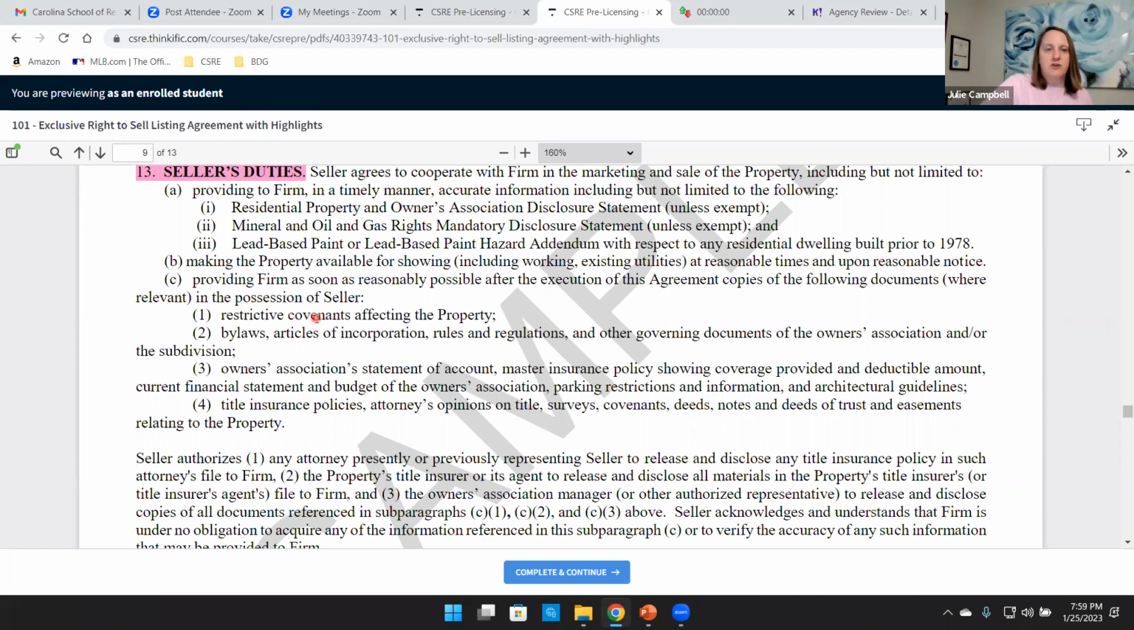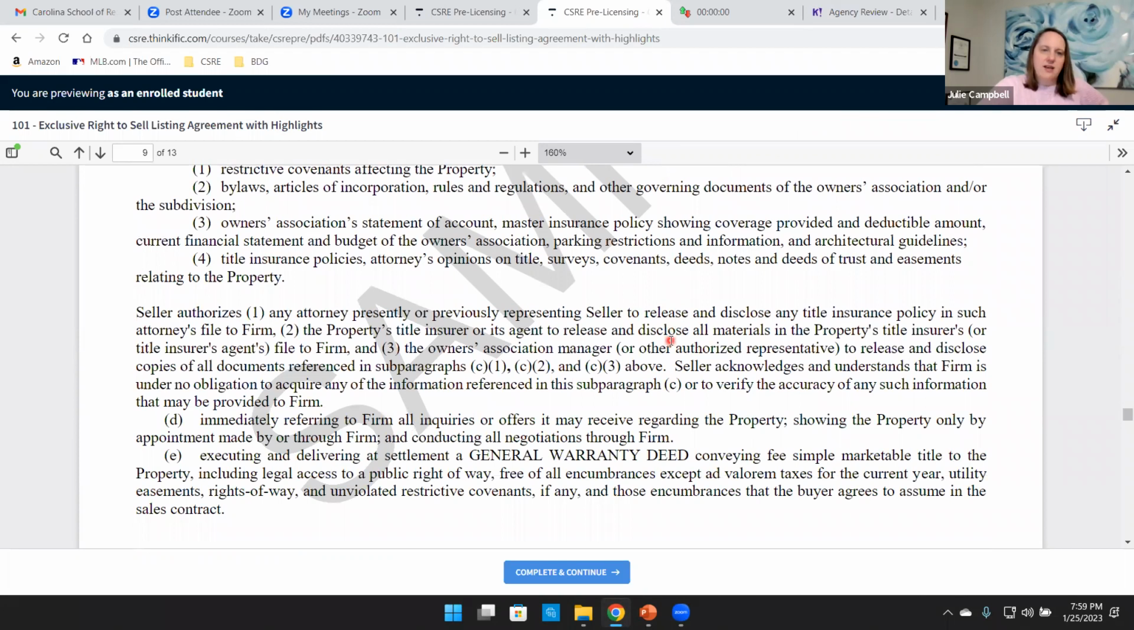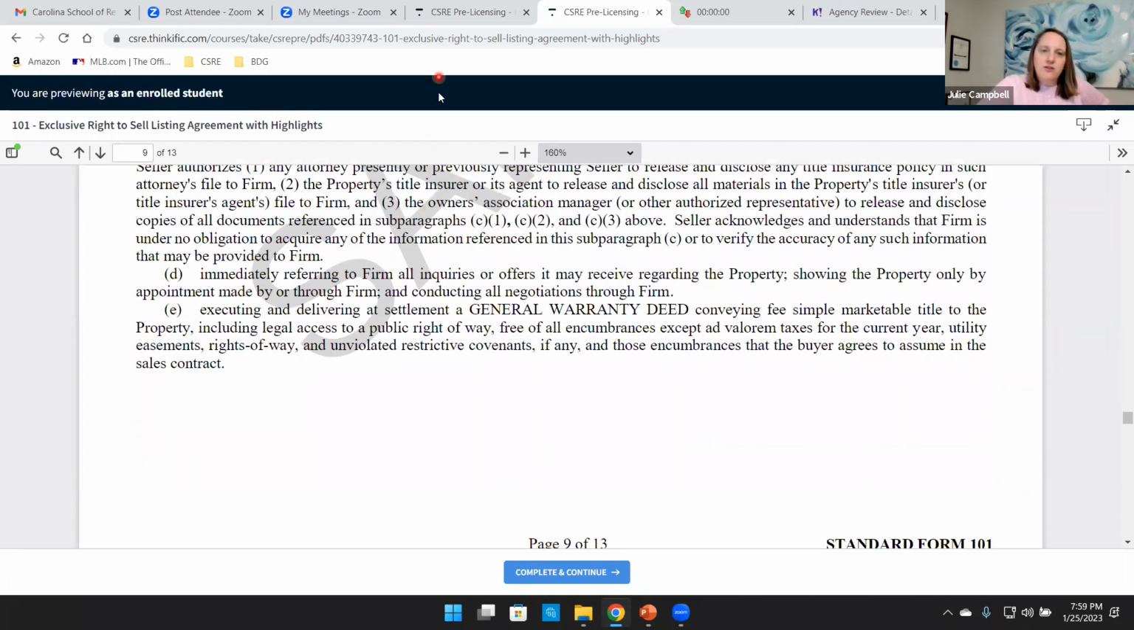They're going to help us provide our restrictive covenants, bylaws, if it's in an HOA, owner's association documents. They're going to help provide that to us so we can share it with a buyer if they're interested, or if the property they're interested in has an HOA, I should say. Seller is authorizing the attorney to release their title insurance policy. Once they sell the home, that title insurance policy cancels and the buyer, or the new owner, now gets their own policy. Owners association to release their forms. Seller's going to deliver a general warranty deed, given all those covenants and warranties, to the new owner, the grantee.